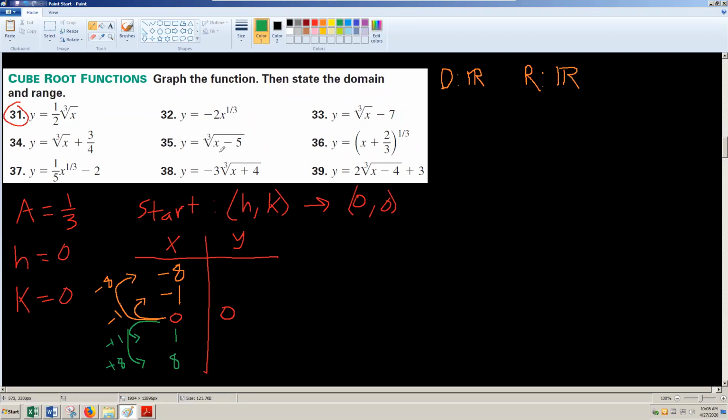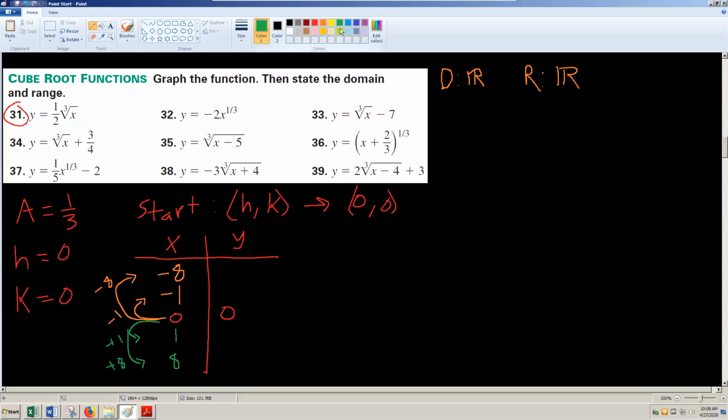So looking at this one, for example, this has a horizontal shift. Okay, this -5 means I'm going to go to the right 5. So I'd start at 5, and I'd go 1 to the right, and then 8 to the right, and I'd start at 5, and I'd go 1 to the left, 8 to the left. So this set of points is going to be different than this set. So now let's actually plug in some values and see what we get.